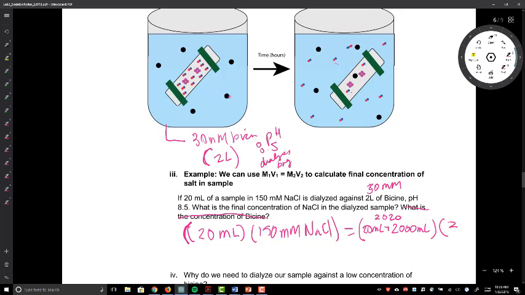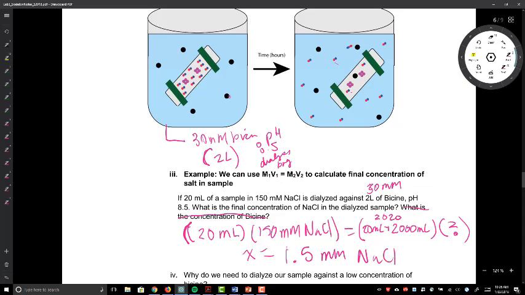And then we don't know what the final concentration is, because again, we're effectively diluting it by making the volume of the salt larger, but by keeping the volume of the protein the same. And so we can solve, if you want to pause this, but I guess I've already gone ahead and worked it. So that would be 20 times 150 divided by 2,020. And that's going to give us a concentration of 1.5 millimolar NaCl.